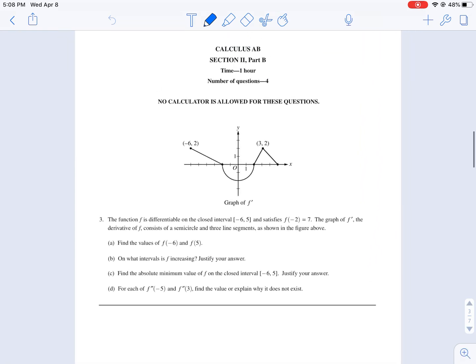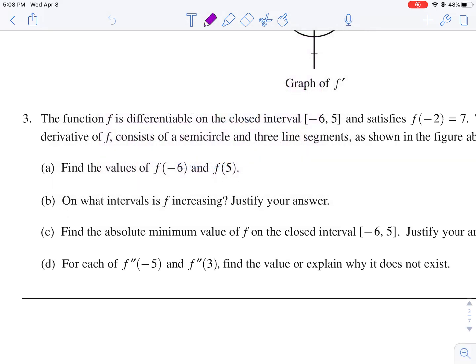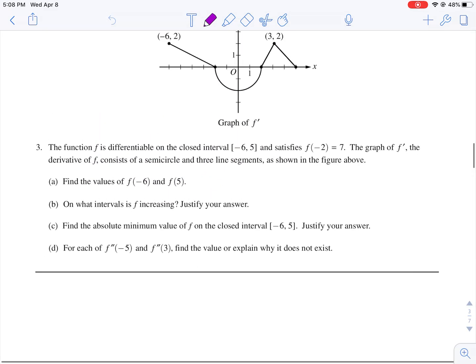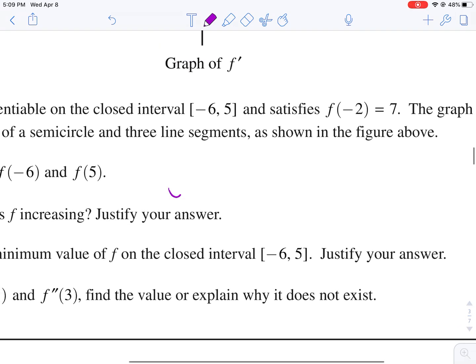Number 3, so now there's no calculators on this problem. So we're given f prime and asked to find values of f. Remember, you find values of f from f prime by doing integrals. Since we know f of negative 2 is 7, we're going to use negative 2 as one of our bounds, and then we're going to use negative 6 as another bound, because that's what we're trying to find. So we do the integral from negative 6 to negative 2 of f prime of t dt.